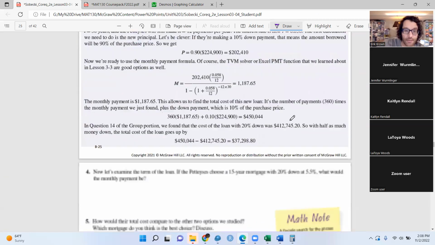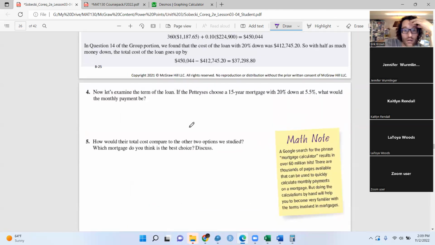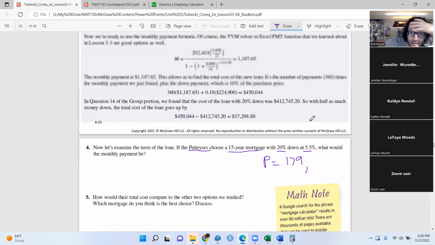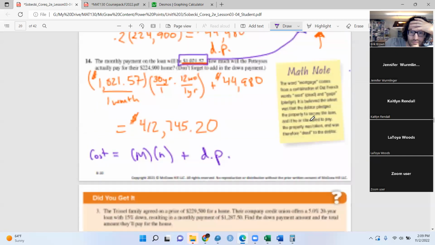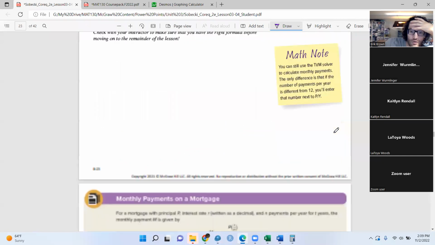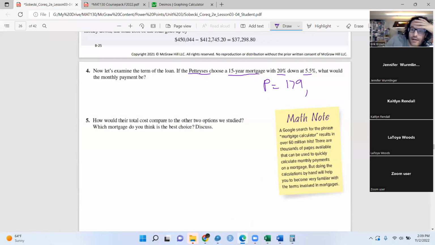So let's calculate a monthly payment. Let's say that this family wants a 15-year mortgage. They're going to do the 20% down and they're going to do the 5.5%. So remember the original amount after the 20% down was 179,000, what was it, 900? 920, okay. So they're going to borrow $179,920, but they're going to pay it in 15 years now. And it happens to be that that's the same interest rate, R equals 0.055. So let's calculate this new monthly payment.